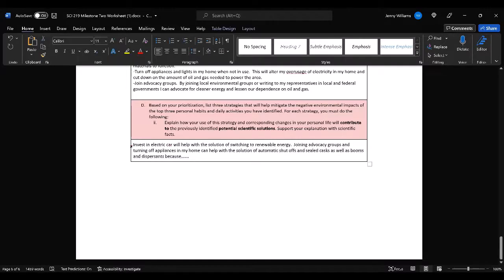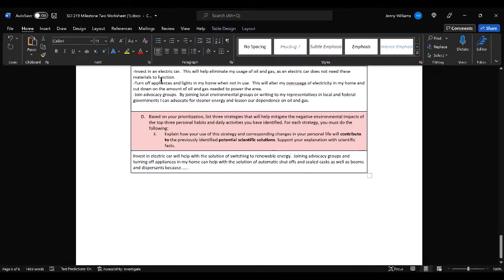So I'm going to say, okay, well, if I invest in an electric car, right, which was my first strategy, that's going to help with the solution of switching to renewable energy. Then I say, okay, joining advocacy groups and turning off appliances in my home can help with the solution of automatic shutoffs and sealed casts, as well as booms and dispersants, because, and then I give my explanation.